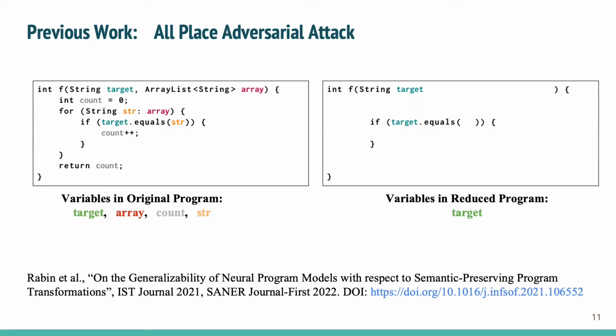In our previous generalizability work, we observed that models are very sensitive to variable names and often change their prediction on variable renaming transformation. For example, in this original program, there are 4 variables. If we rename any of these variables, the model may mispredict the program. But which variable is more sensitive to adversarial attack? We can find such potentially vulnerable variables by looking at the reduced program. The variables that are kept in the reduced program are more likely to sway the prediction of the original program.